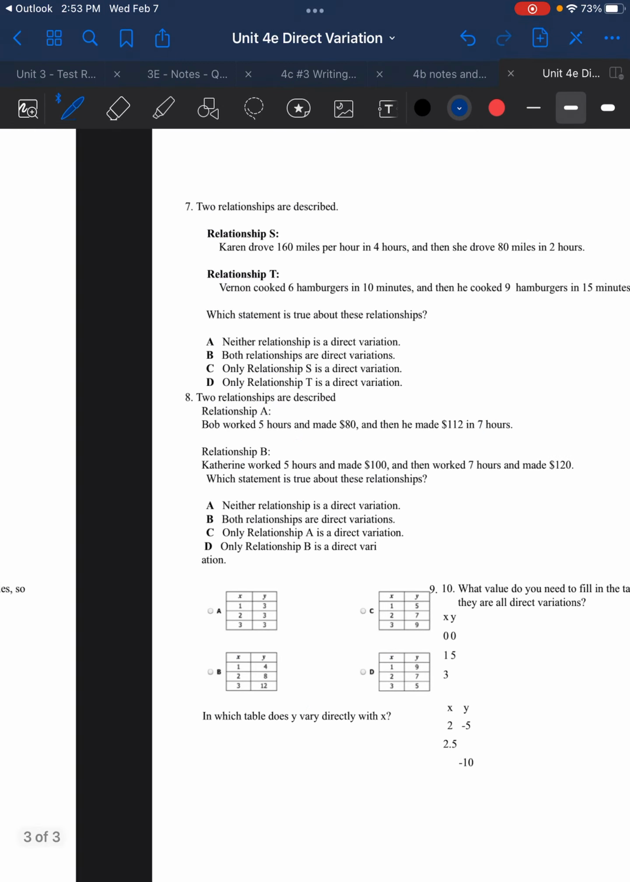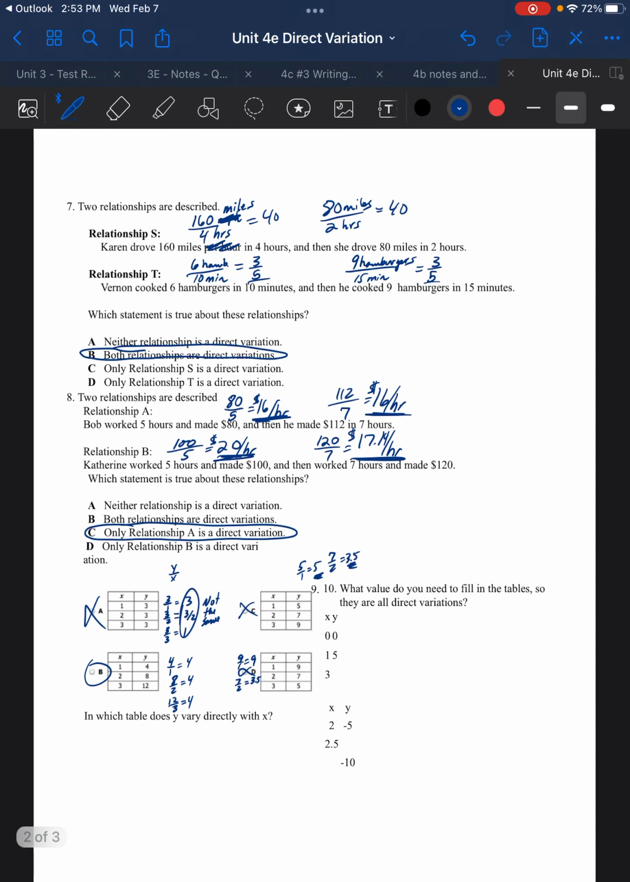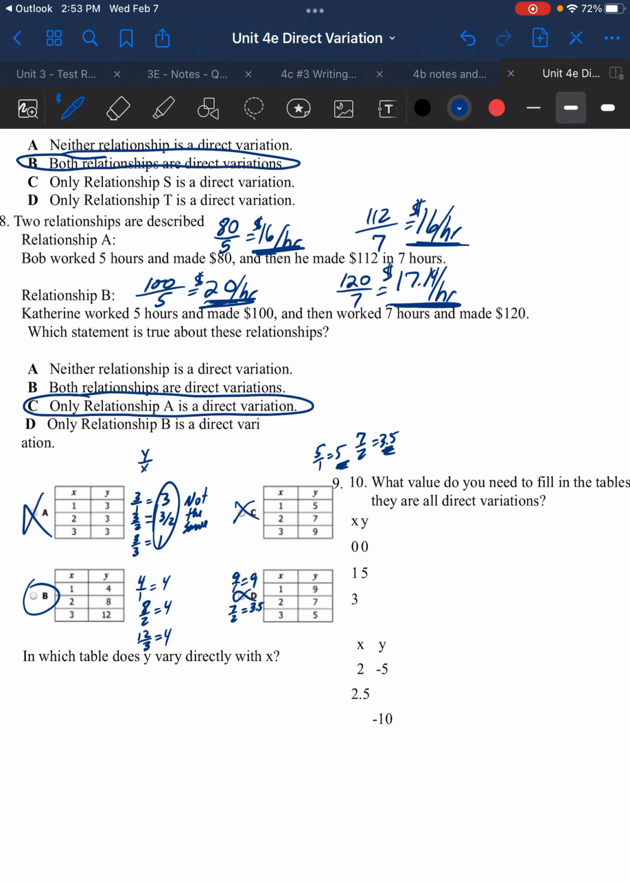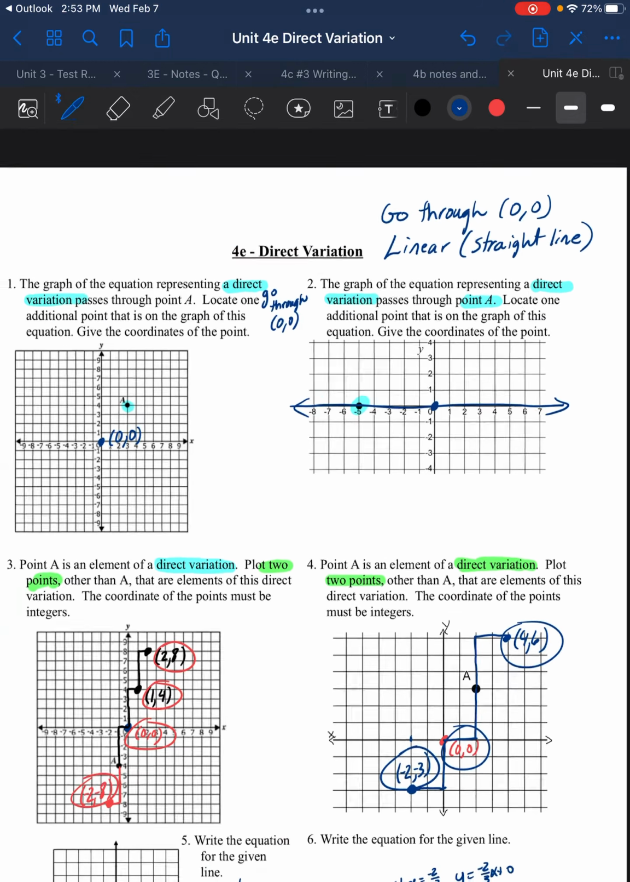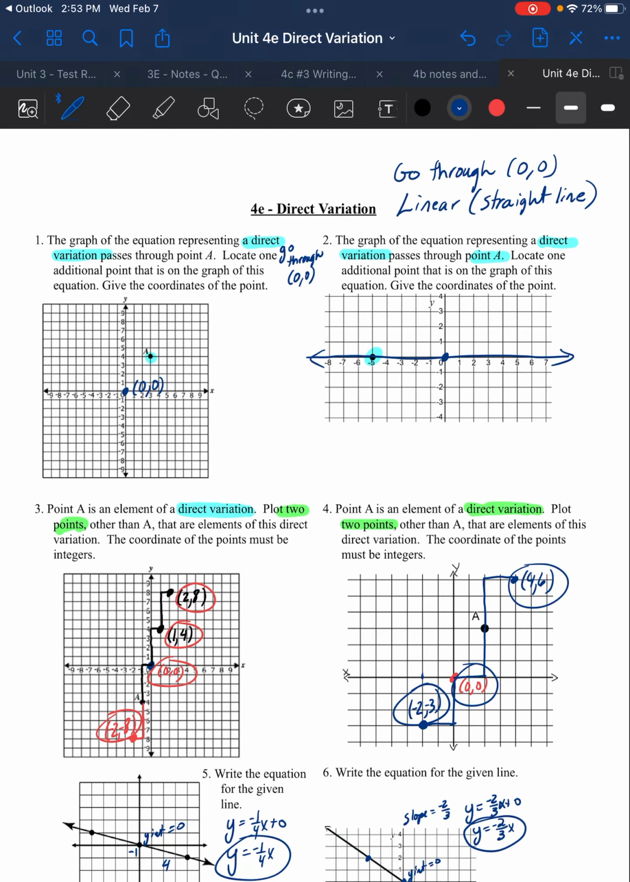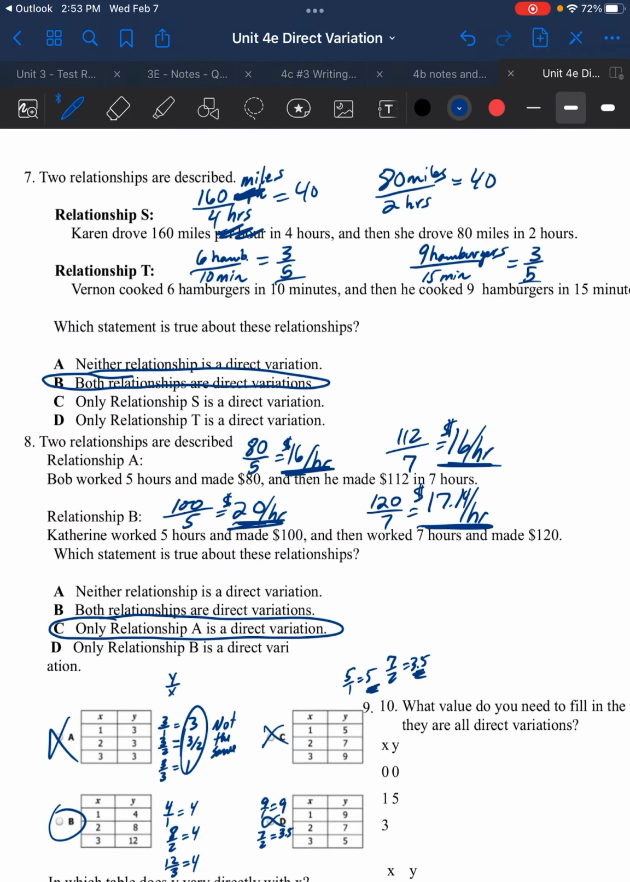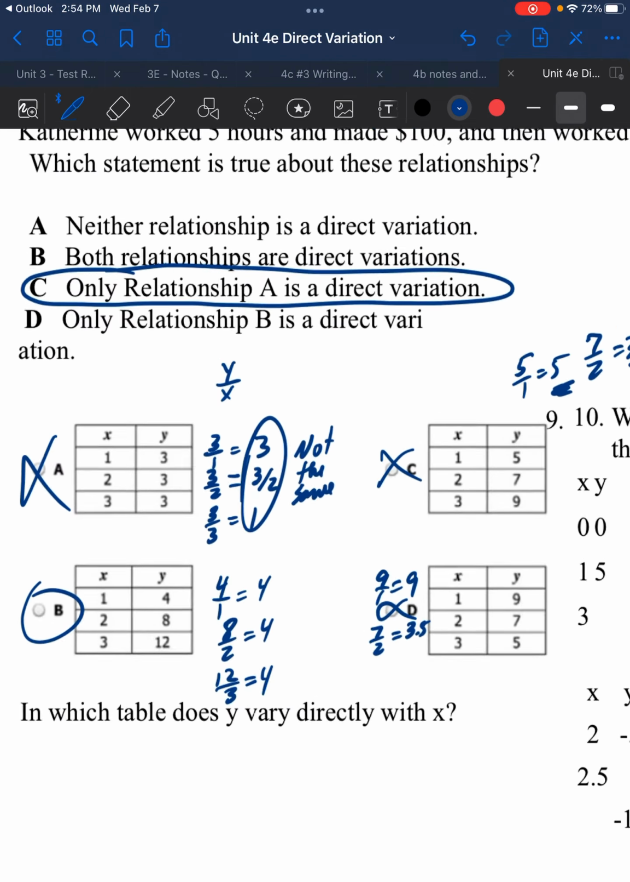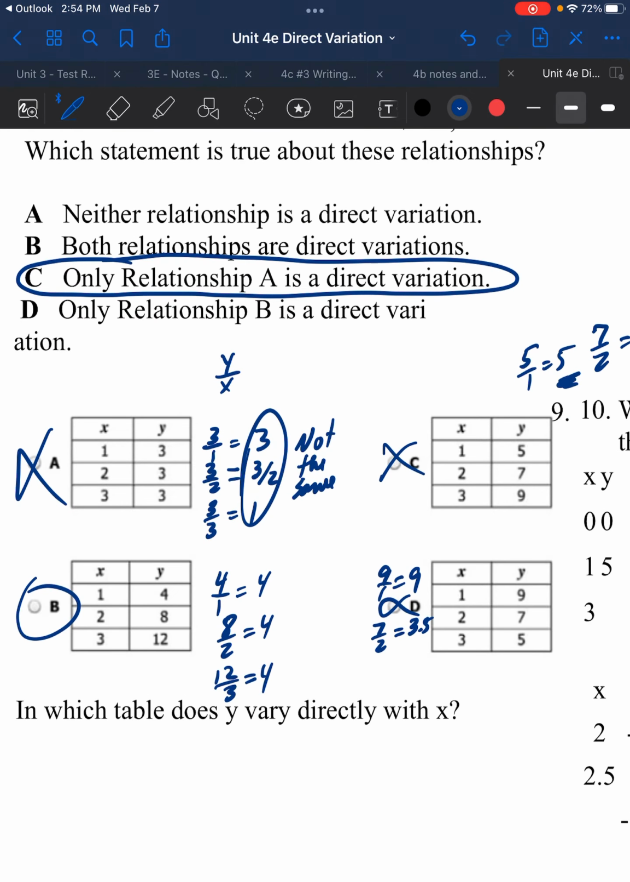And I don't know why I don't have the bottom, but it does not come out. So really the main topic here is that they're going to go through 0, 0, and they're going to be straight lines. Those are the main things. And in talking about the relationships, the rates have to be exactly the same for them to be a direct variation. And just like down here, the rates of the y divided by x have to be exactly the same. Hopefully this helped you. Thanks for watching.